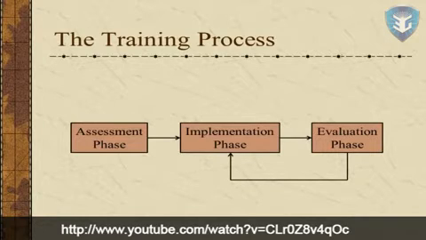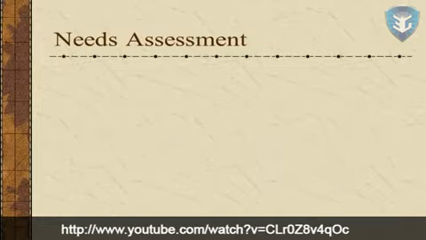Now, I should note that this is a prescriptive model. In other words, it says what should happen in organizations. Sadly, most of the time, companies only focus on the actual delivery of training. In other words, training is often neither well-planned nor properly evaluated for quality. So let's take a look at the assessment phase. Deciding where our training needs are can happen at three levels.